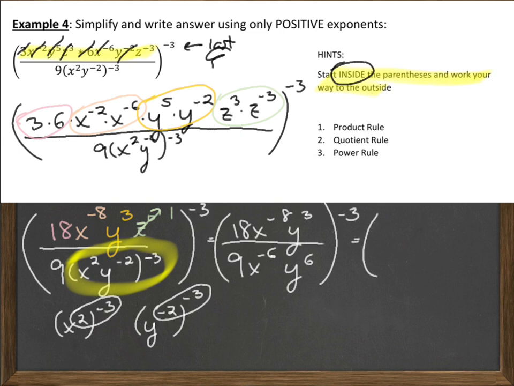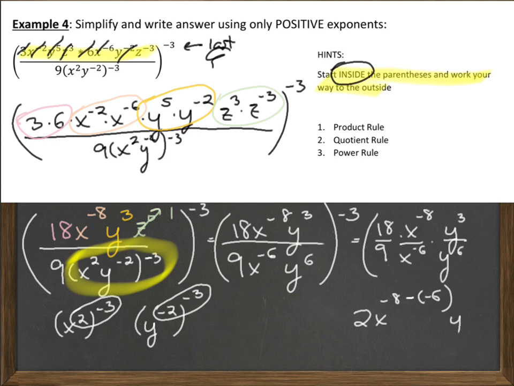It's good fun. Okay, so now I'm going to apply the quotient rule. And the way I like to do that is to rewrite things as fractions, so that I can organize visually the terms that can be simplified. So I have 18 over 9. So 18 over 9 is 2. Okay. Then for x's, we have x to the negative 8 minus negative 6. I'm actually taking the time to write it out because otherwise I'm probably going to make a sign error. Okay, then we have y to the third divided by y to the 6, so that's y to the 3 minus 6. Okay, and again, all of this is being raised to the negative third power.